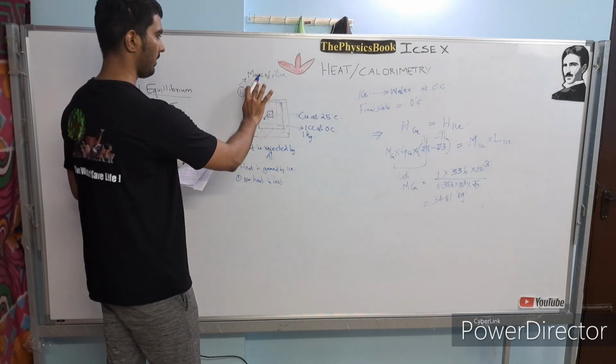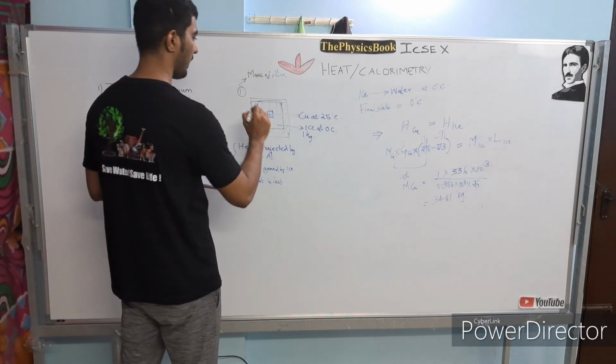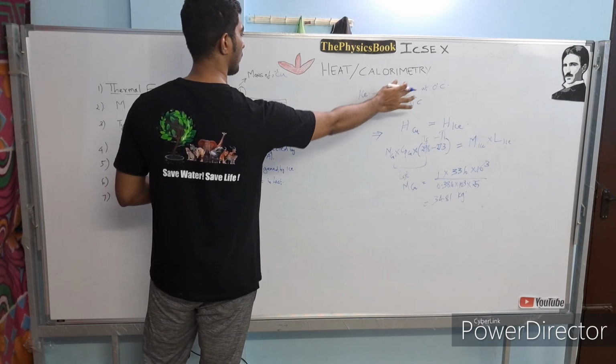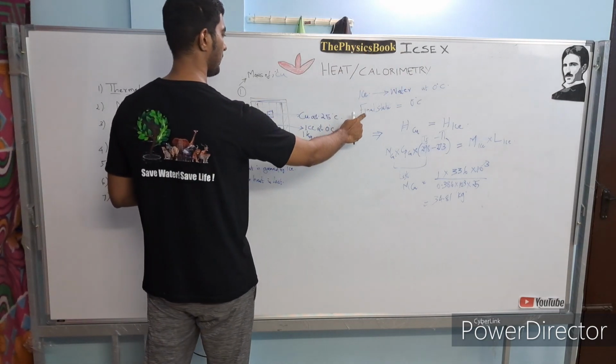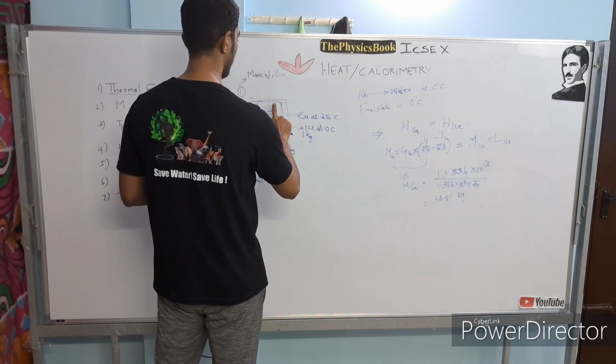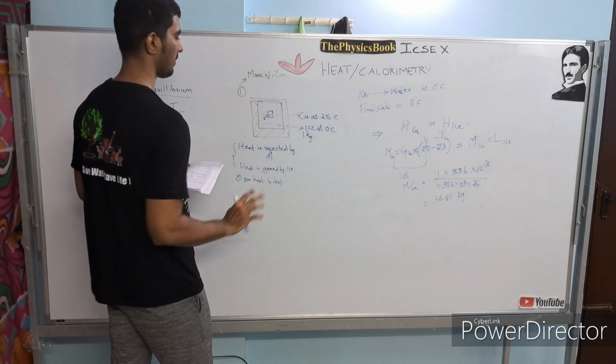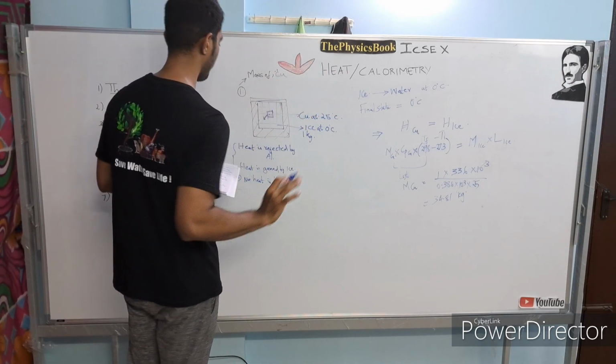So now we need to find the mass of copper, and we know that in the final state the ice is completely converting into water at 0 degrees Celsius, and both the water and the copper are at 0 degrees Celsius. This is the thermal equilibrium state, and they are asking us to find the mass of copper.